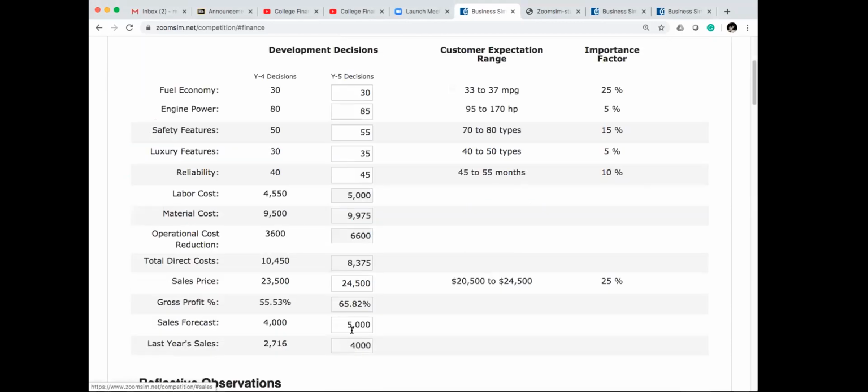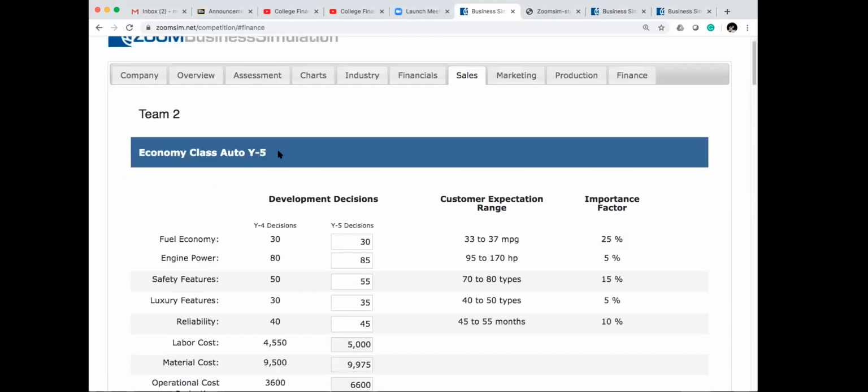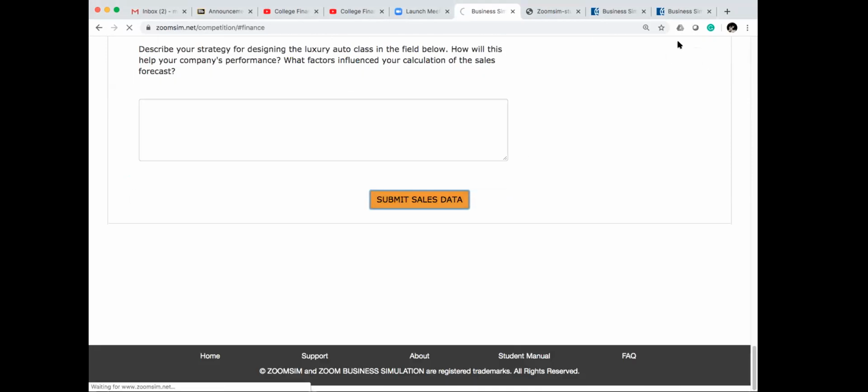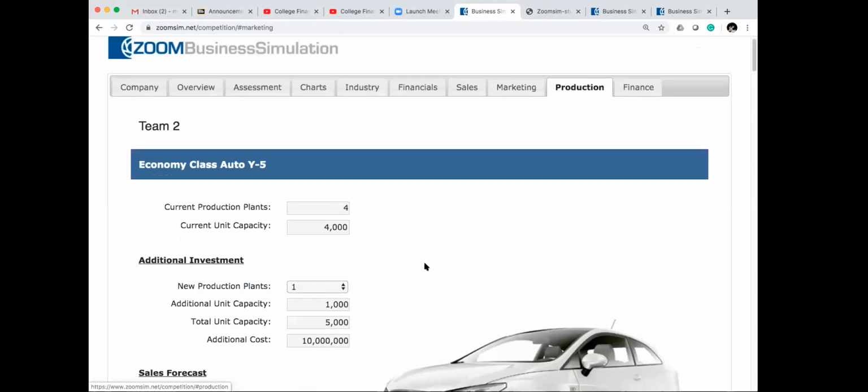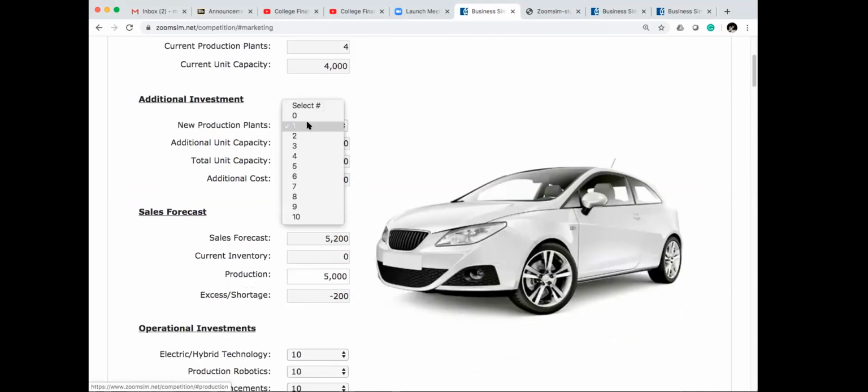If on my sales forecast, I wanted to forecast 5,200 economy class cars, then that would mean overproduction. I'd have to buy a plant just to make those 200 cars, which thereby I'd be spending another 10 million to buy that additional plant. So rather than try to build the extra 200 cars and buy the extra plant, I would just sacrifice those 200 sales and maybe reduce my advertising a little bit to make up for the fact that I don't have to push so heavily to have the maximum sales.